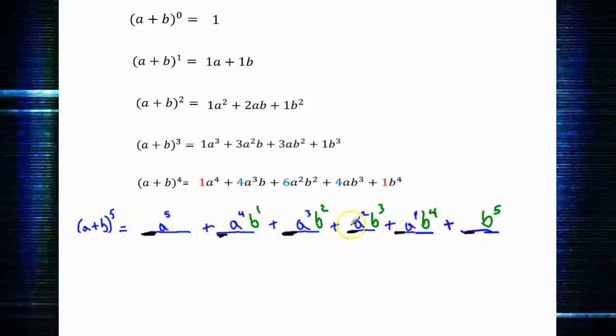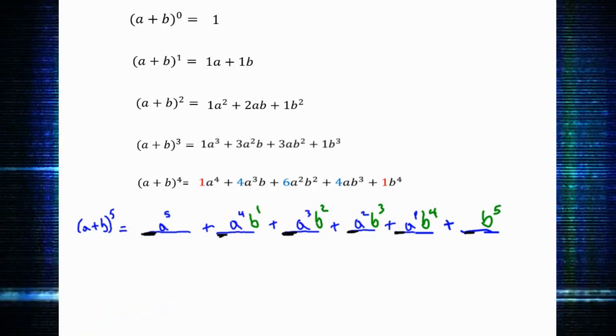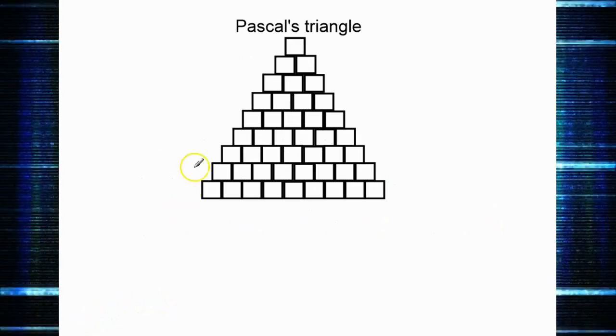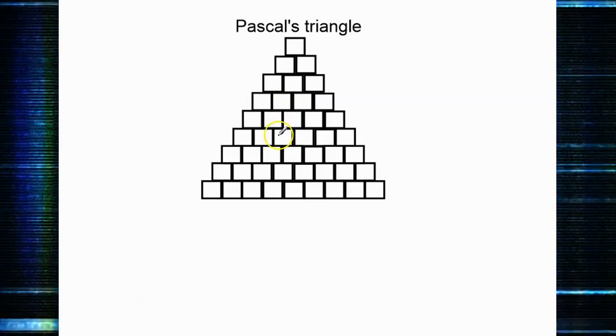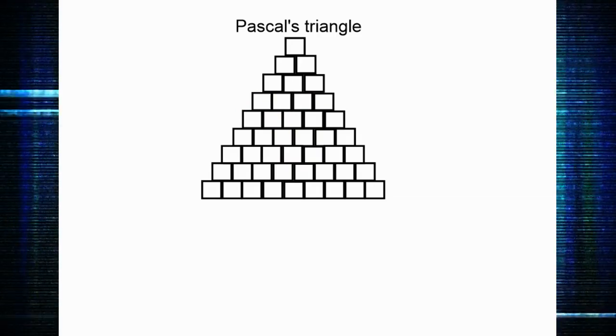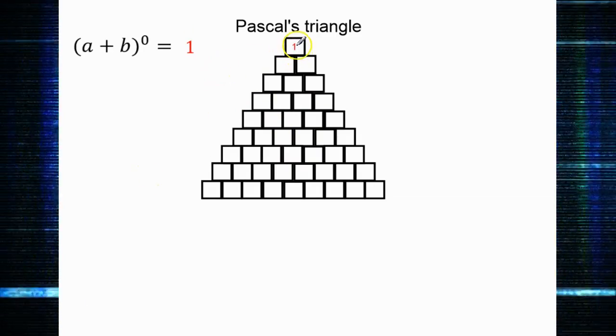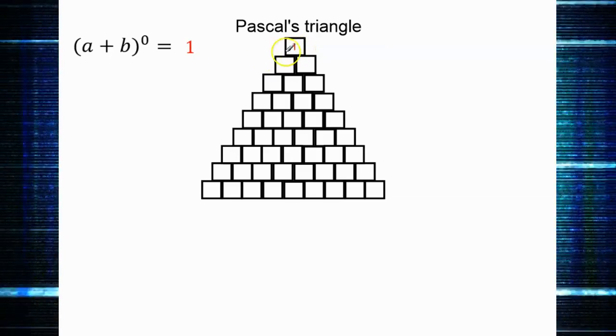So we talked about how to get the powers on these terms. Now let's talk about how to get the coefficients. So we're going to use something called Pascal's triangle. And Pascal's triangle basically just has some numbers that we need to fill in. They're going to form a triangle when we do that. And at the top of Pascal's triangle, we're going to have a 1.